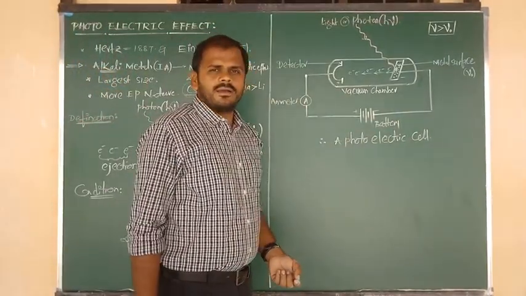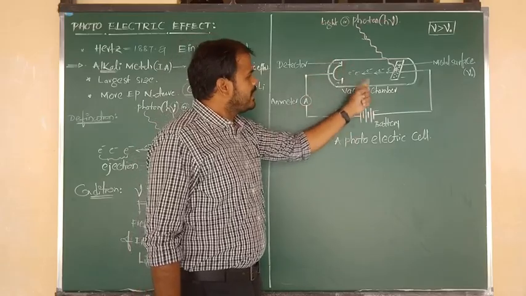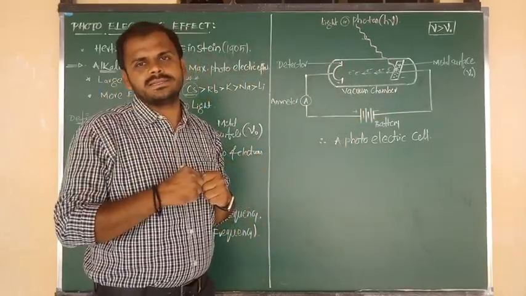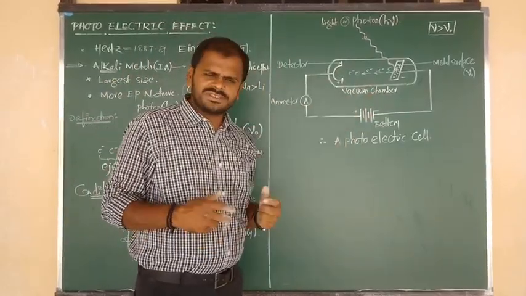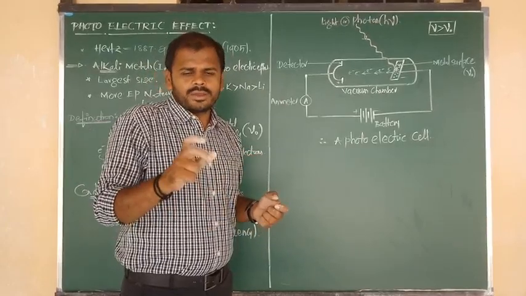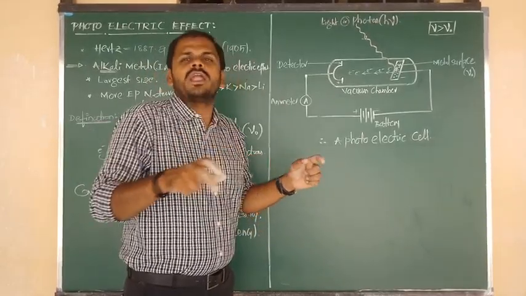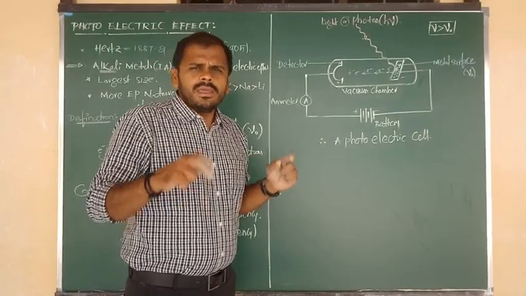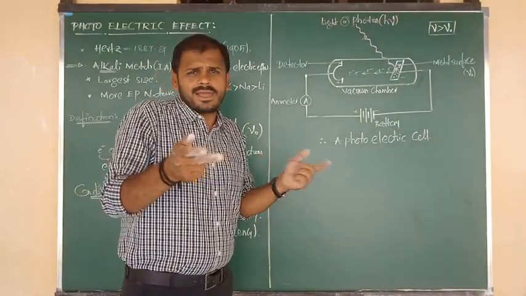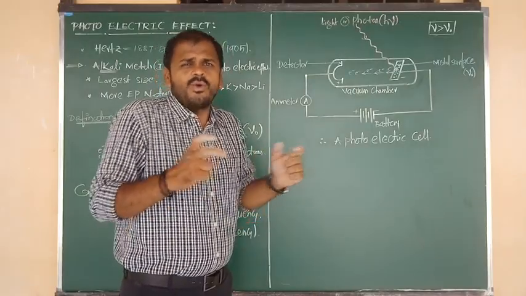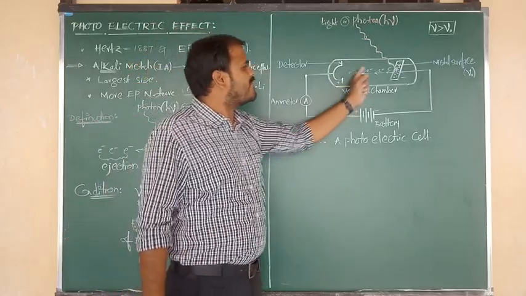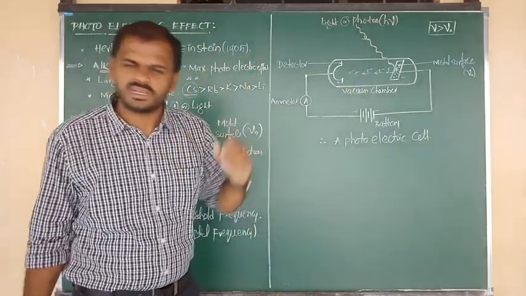So what happened? First of all, we have to consider a glass chamber, and that should be in a vacuum, because inside that chamber there should not be other gases. Why? If any other gases are there, definitely their involvement will take place, and they also have a number of electrons, so we won't get a clear photoelectric effect. That's why we have to maintain a vacuum chamber, or we can say an empty glass chamber.